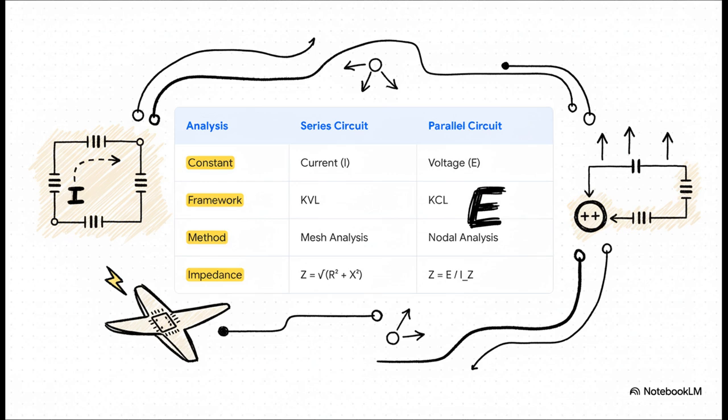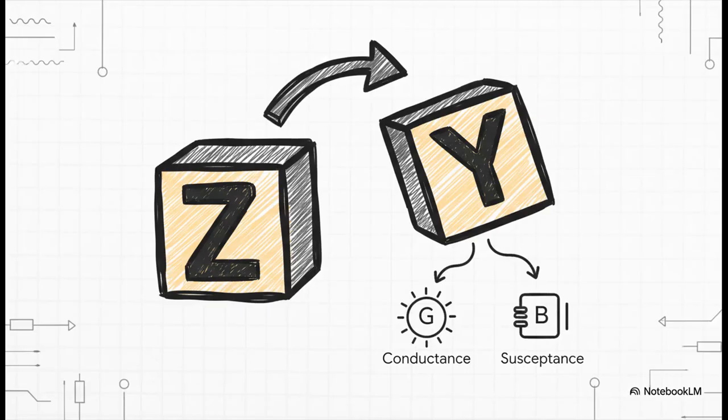Because of this, impedance isn't calculated directly. Instead, it's derived from the total current. Honestly, impedance is a pretty inefficient metric for parallel analysis. The superior mathematical tool is complex admittance, which is just the reciprocal of impedance. Admittance, or Y, is made up of a real part, conductance, G, and an imaginary part, susceptance, B. This structure is perfectly designed for calculating the vector sum of parallel branch currents.